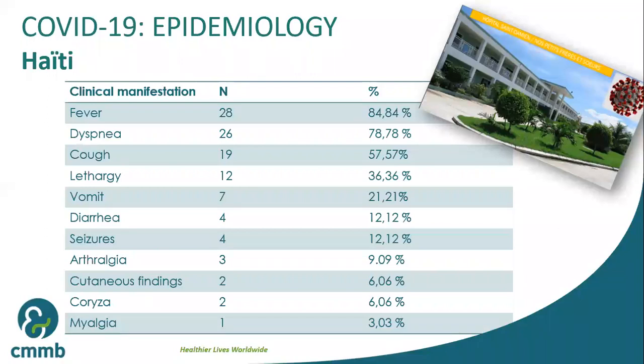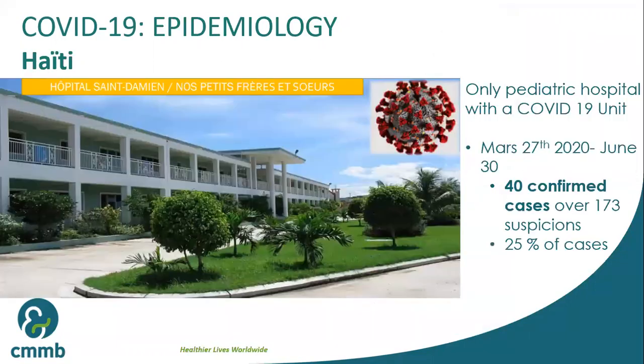The clinical manifestations of COVID-19 in Haiti, as we said at the beginning, are not specific. It's a very polymorphic pathology, we can have different manifestations, but the most common in Haiti were fever, dyspnea, and cough. And we will go deeper into this with Dr. Brice later.